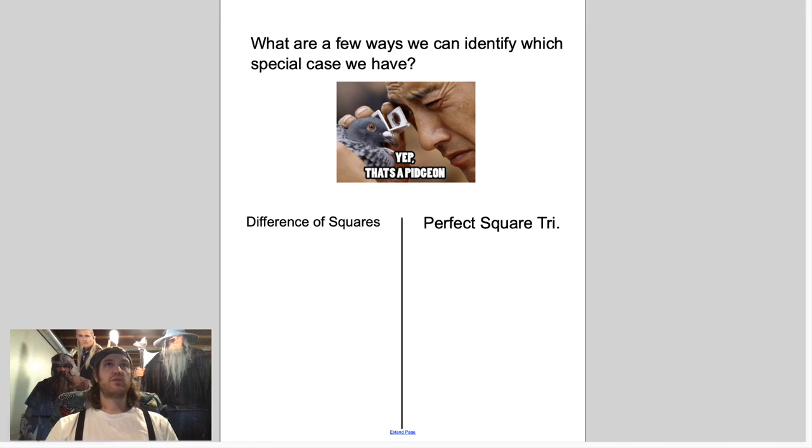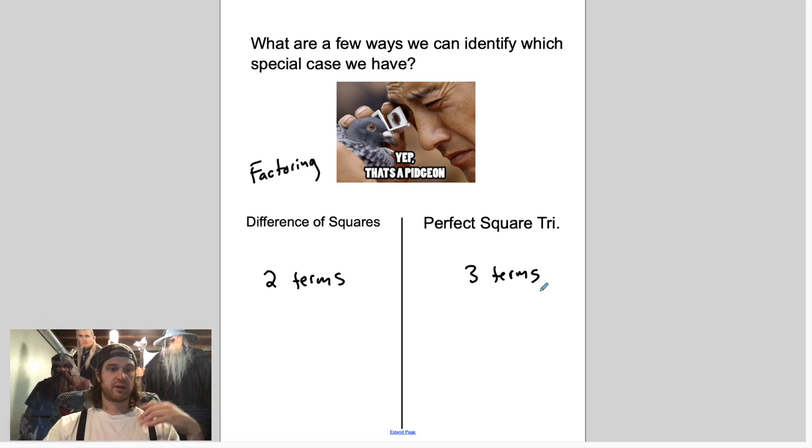Okay. So what are a few ways we can identify which case we have? Well, let's talk about factoring. When we're factoring the difference of squares, typically it'll have 2 terms. And perfect square trinomial will have 3 terms. That's the big difference if we're factoring. Perfect square trinomial is always going to have 3 terms, and difference of squares is always going to be a binomial. So just look out for that.